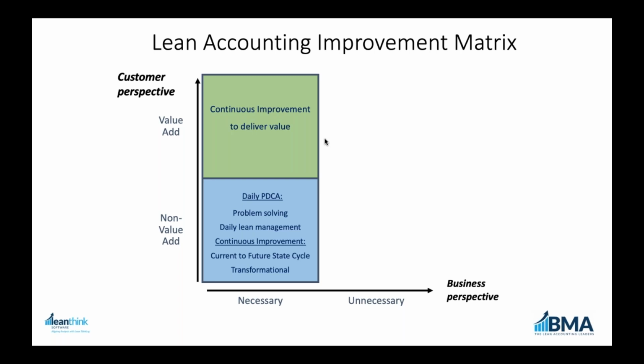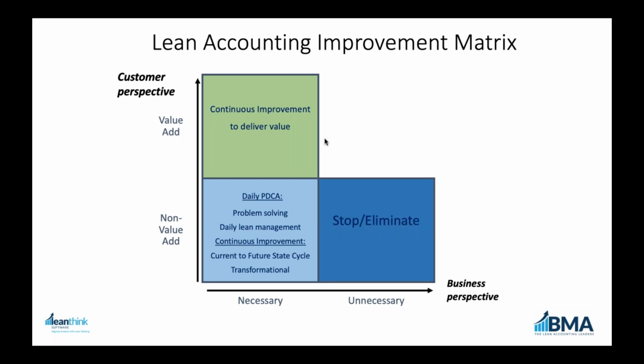How can you put in daily plan, do, check, act? How can we solve problems? We talked about defects. How can we identify defects each day and work to resolve them? Also learn in terms of defects what the trends are so that we can apply continuous improvement or process improvement to eliminate those defects. And so you want to focus your improvement activities specifically in accounting. And then there's just the unnecessary: how can you just stop and eliminate whatever is going on?